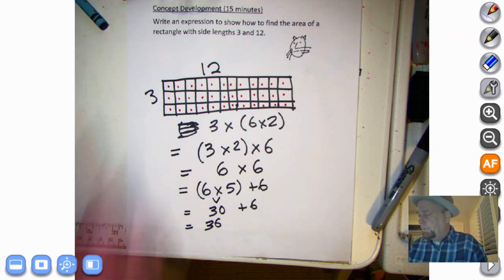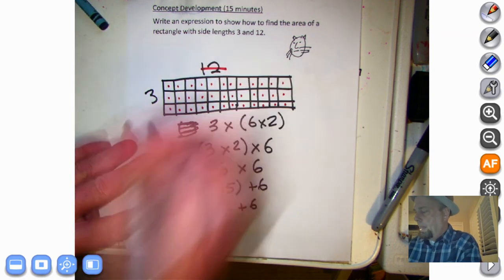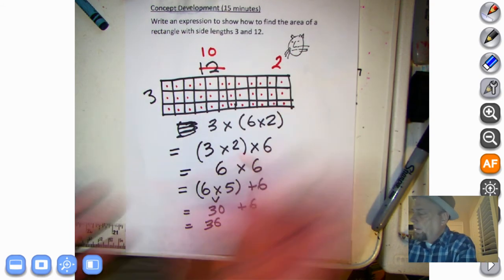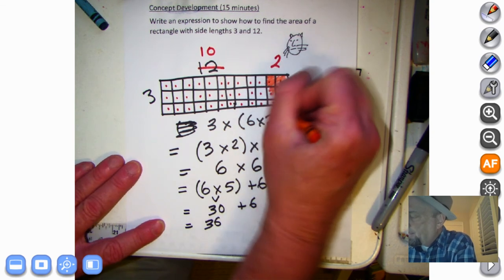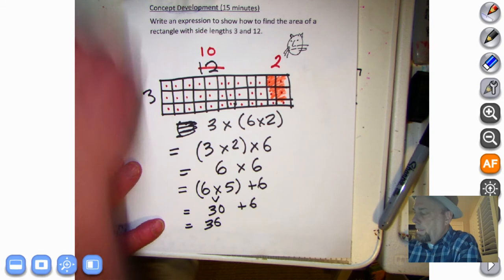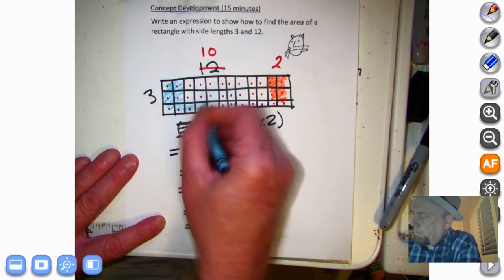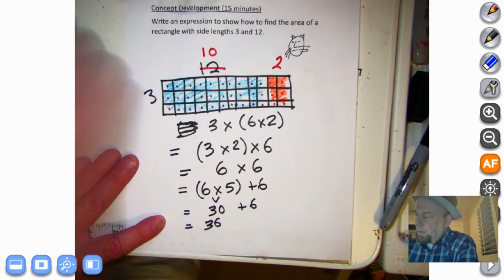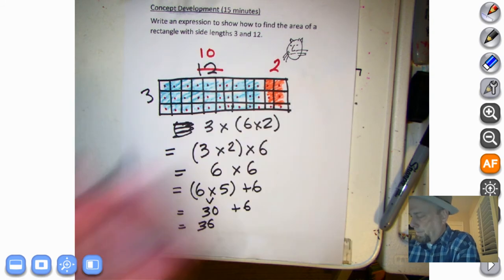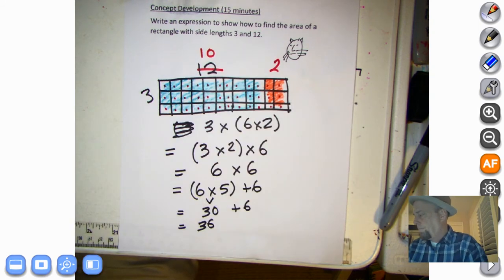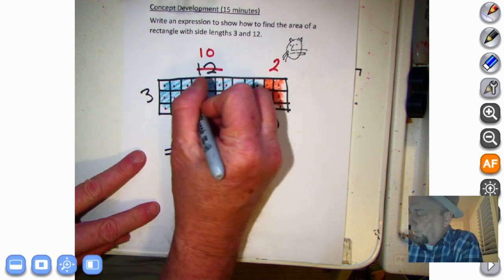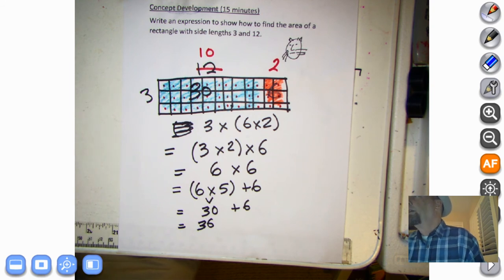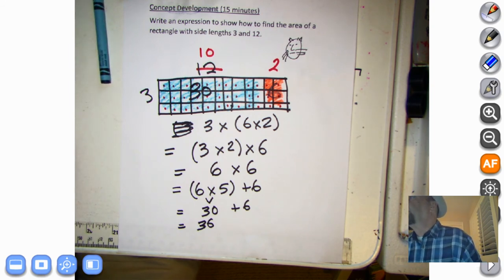Let's might as well have a little fun with this. Let's say we cross out this 12 and make this 10 and this 2. I'm going to make my 2 in orange and my 3 times 10 in blue. Just another way to figure this out easily and quickly. So I know 3 times 10 is 30, right? So this would be 30 square feet, and 3 times 2 is 6, and that would get us to 36 square feet. A couple of different approaches, and I think that's kind of cool.